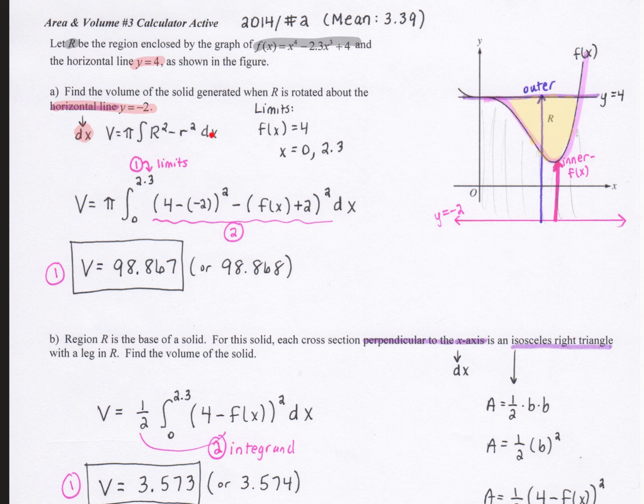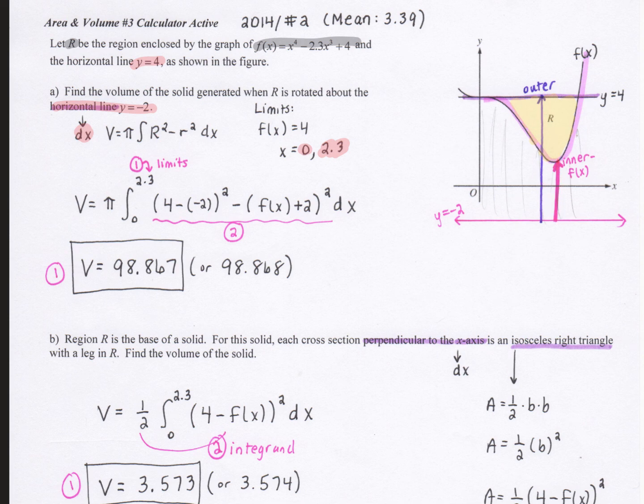This is an integration with respect to x, so I first need to find my limits, which are just the intersection points of my two graphs. I set up my little equation here, and I find that my intersections are at x equals 0 and x equals 2.3. I don't need to store 2.3 because that is the full value. There's no rounding involved in that number, so I'm just going to call it 2.3. My outer radius: I start at my axis of rotation, which is -2. The one that's further away, y equals 4, is my outer radius. My inner radius is f of x.